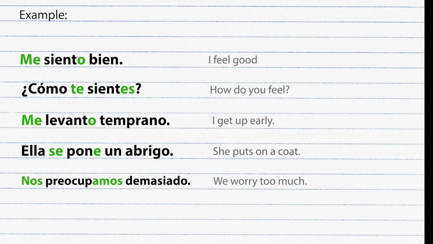The reflexive pronoun is put before the verb except when it's in infinitive or a command. When it's infinitive, the reflexive pronoun is attached to the end of the verb.